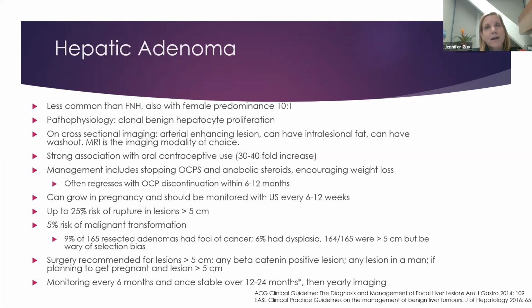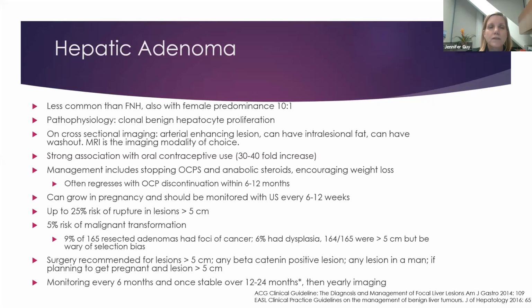The adenomas, in my mind, are a different class of lesions as compared to the FNHs and hemangiomas. And that's because, indeed, there are risks to these lesions. There's a 25% risk of rupture when lesions are over 5 centimeters. And there's about a 5% risk of malignant transformation. And we're going to talk about how the adenoma molecular subclasses help us think about that further.